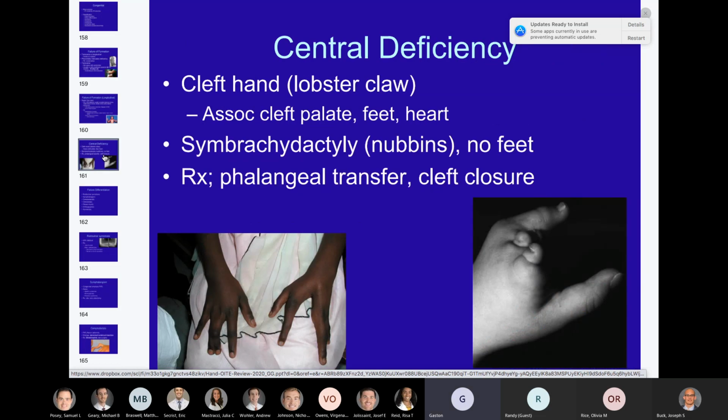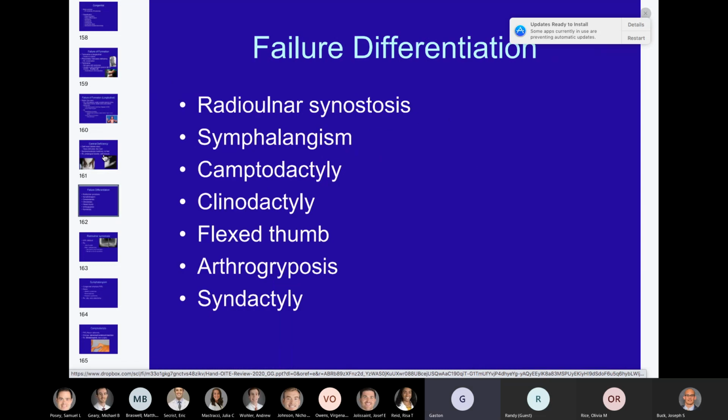Cleft hand. Basically, OITE doesn't ask you much about this. If they do, the answer is going to be close down that cleft. So some surgery to remove the cleft. Next slide. Yep, we'll run through these. Next slide.